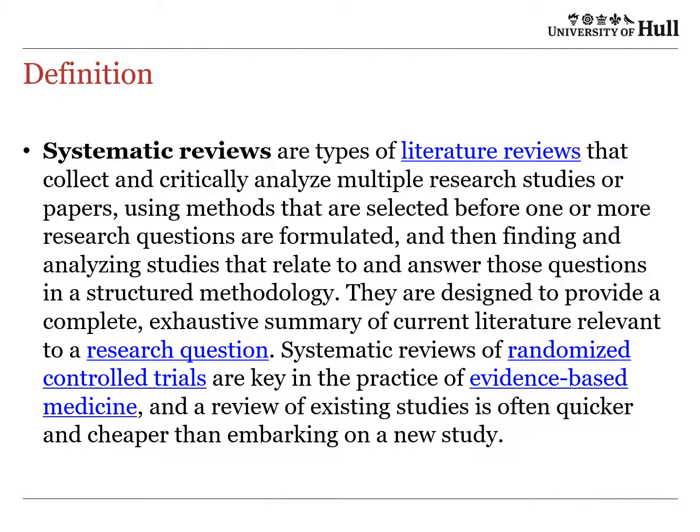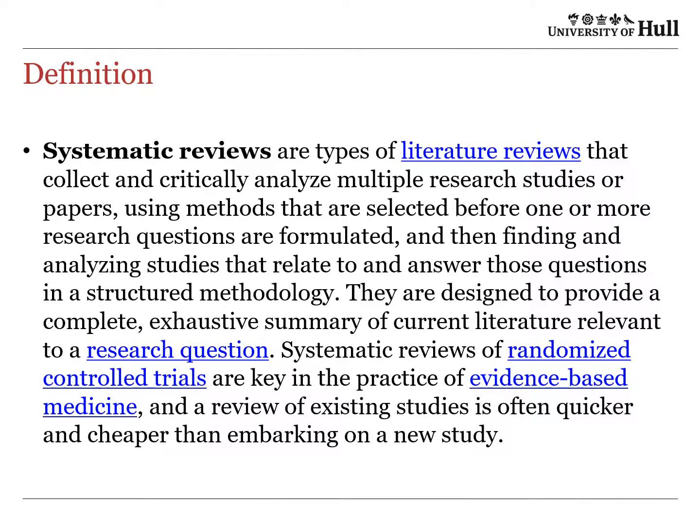Systematic reviews are types of literature reviews that collect and critically analyse multiple research studies or papers using methods that are selected before one or more research questions are formulated, and then finding and analysing studies that relate to and answer those questions in a structured methodology. They are designed to provide a complete, exhaustive summary of current literature relevant to a research question.